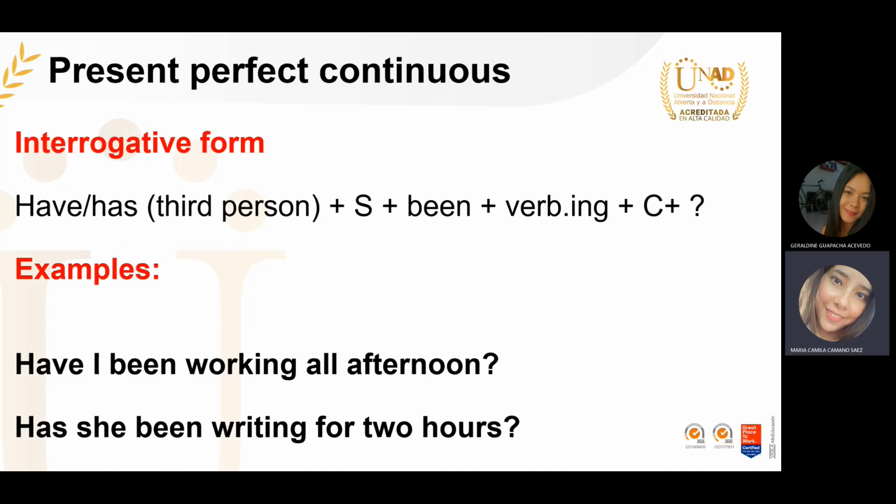And in the interrogative form, the first thing we write is have or has, depending on the subject. Then the subject, been, the verb with ing, and the complement. For example, have I been working all afternoon? Or has he been writing for 2 hours? I think it's clear, right? Yes, teacher, it's clear.